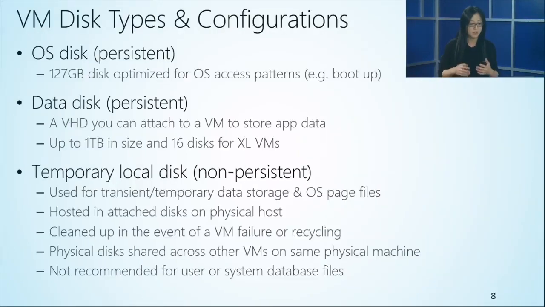If we want to look more closely, Windows Azure also offers 3 different disk types. One is the OS disk. It has a fixed size of up to 127 gig. And also it has data disks. The number of disks, as we mentioned, depends on what VM size you have. So for an extra large VM, you have up to 16 disks. And apart from that, we have a volume D, which we also call the temporary local disk.